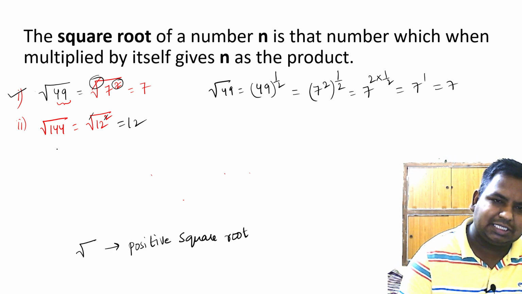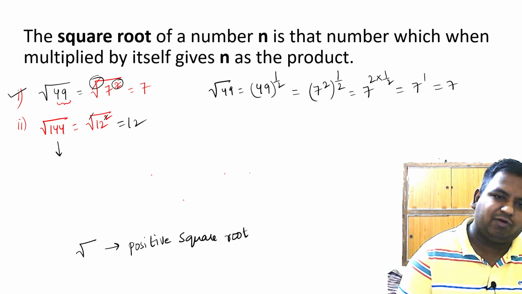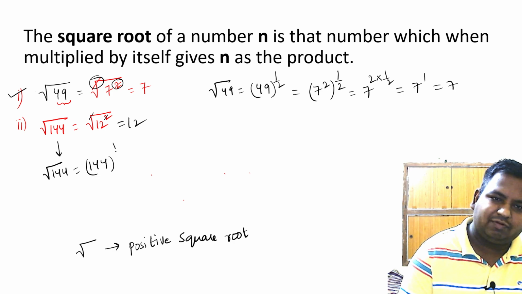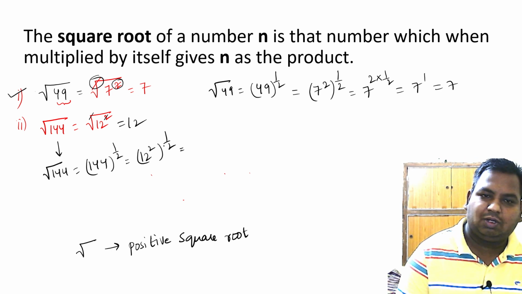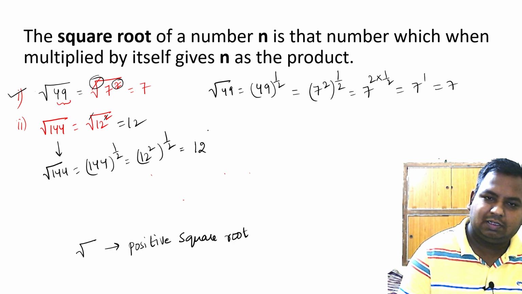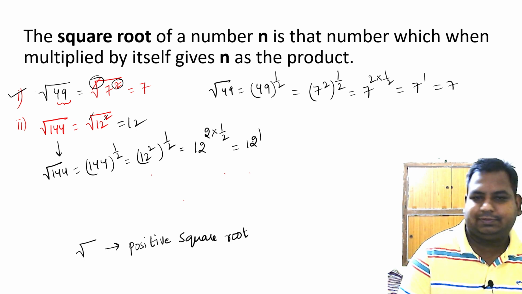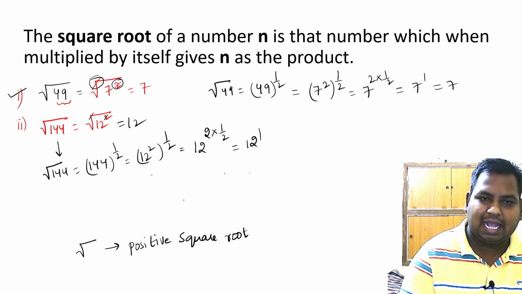Same thing applies here also. We have under root 144. Under root 144 is nothing but 144 power 1 by 2. So 144 is nothing but 12 power 2, whole power 1 by 2. 144 is 12 power 2. So 12 power 2 whole power 1 by 2 is 12 power 2 into 1 by 2, which is equal to 12 power 1. This is the reason I am able to cancel the symbol and the number.